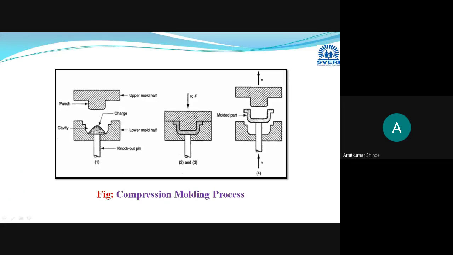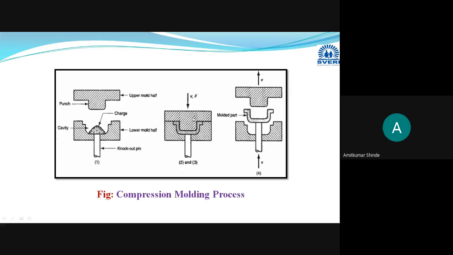Charge in this cavity. This is the lower half and upper half. The upper half of the mold consists of the punch, and the lower half of the mold has the cavity. In the first stage, preheated charge or material is taken in this cavity. In the second stage, pressure is applied.